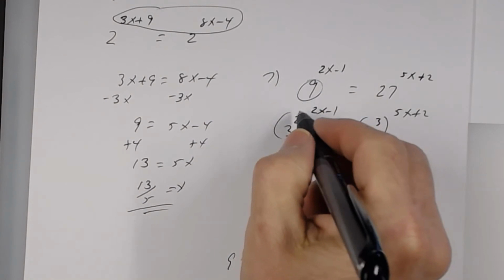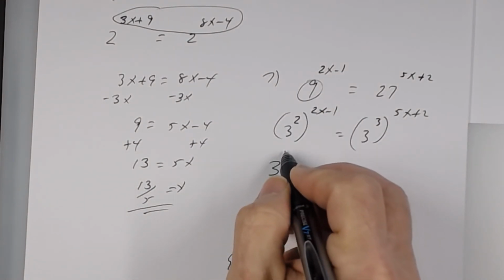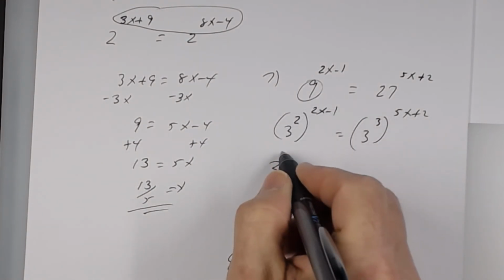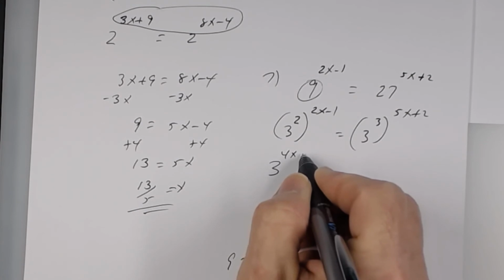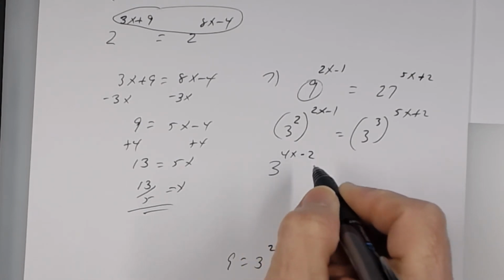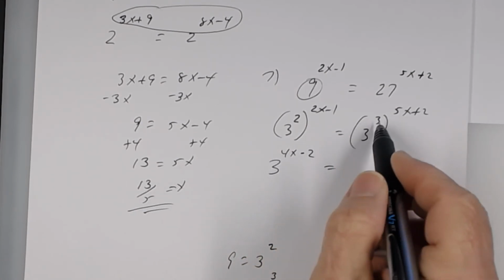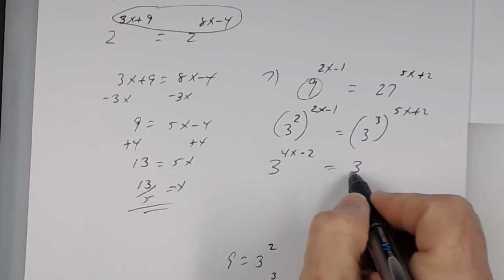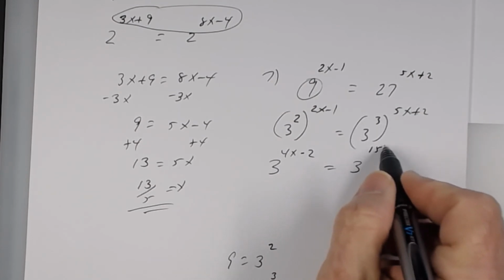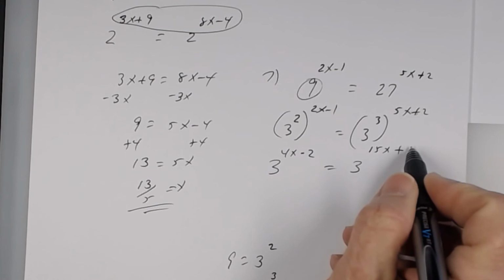Now let's multiply this out. That's 3 to what power? Power to a power, multiply, so that would be 4x. What else? Minus 2. Equal, and then power to a power, multiply, that's 3 to what power? 15x plus 2 or plus 6? Plus 6.